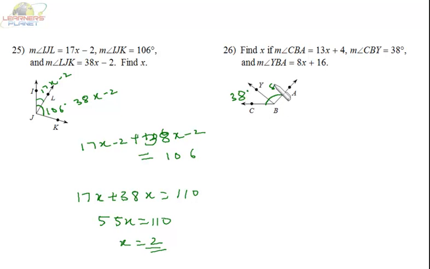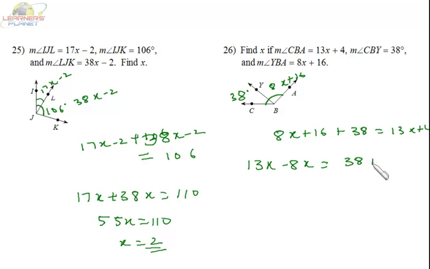YBA, that is this angle, is 8x plus 16. So we can write 8x plus 16, that is angle YBA, plus angle CBY, that is 38 degrees, will be equal to the complete angle, that is angle CBA, that is 13x plus 4. Now just solve the equation. 13x minus 8x is equal to 38 plus 16 minus 4. So 5x is equal to 38 plus 12, that is 50. So x is equal to 10. Okay.